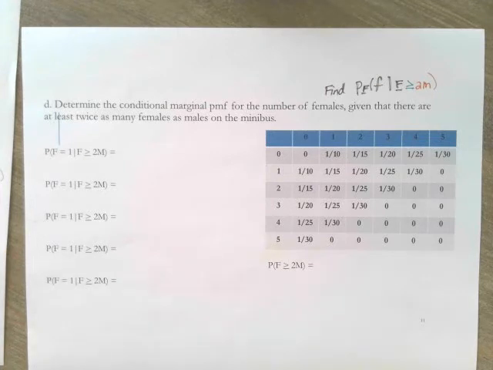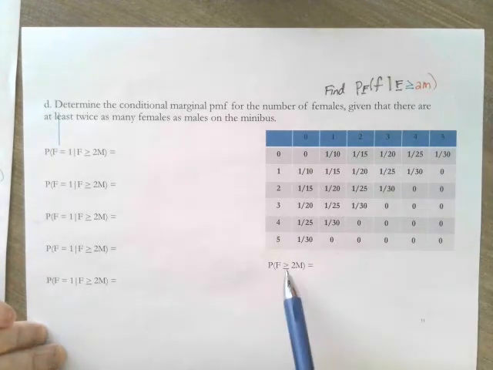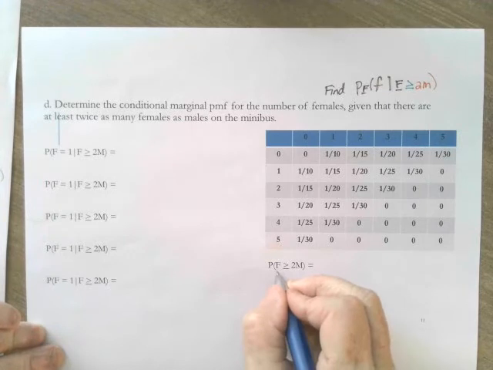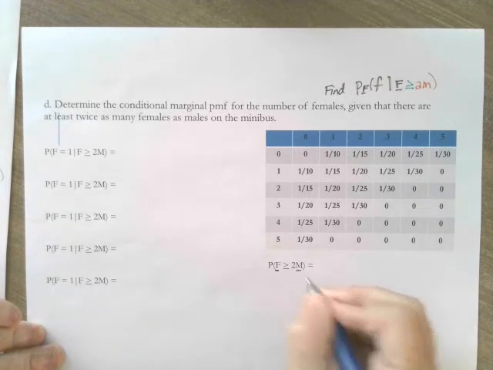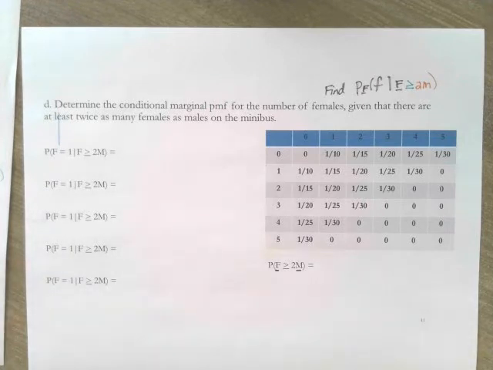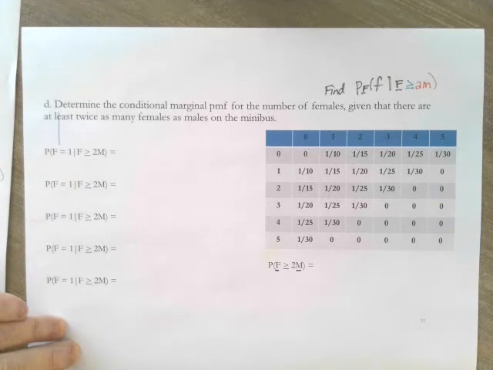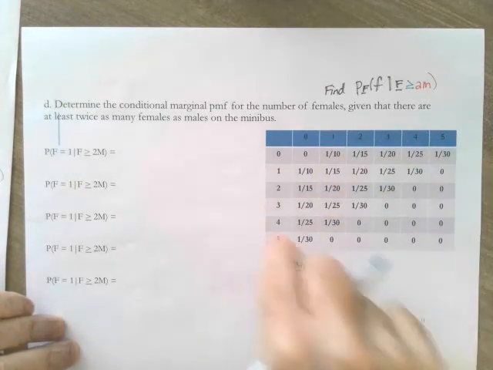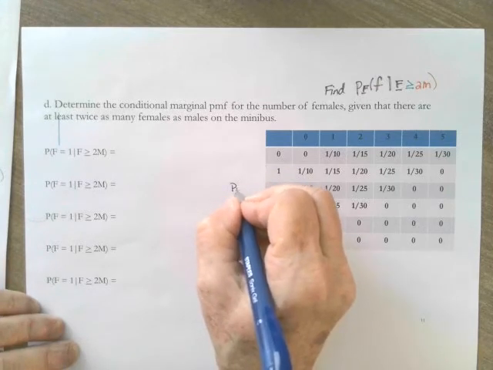Now, because it's a conditional probability, we know from past experience that we're going to have to figure out what this value is here. So jumping down here, the probability that the number of females is bigger than or equal to 2 times the number of males, how are we going to figure that out? Well, let's go back to slide 8, just to remind you. This is my joint probability mass function here.